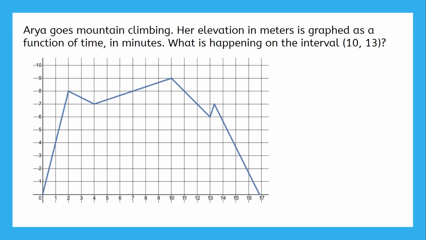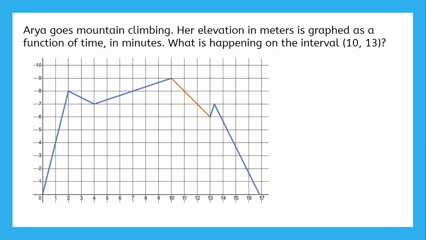Arya goes mountain climbing. Her elevation in meters is graphed as a function of time, in minutes. What is happening on the interval from 10 to 13? What we want to know is what's happening with Arya at this orange part of the graph.